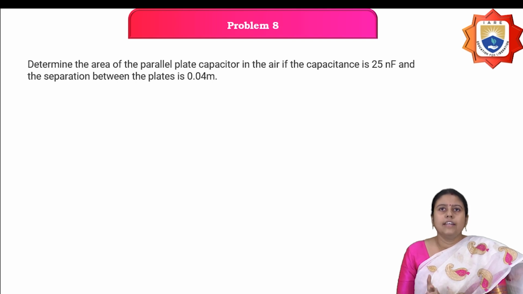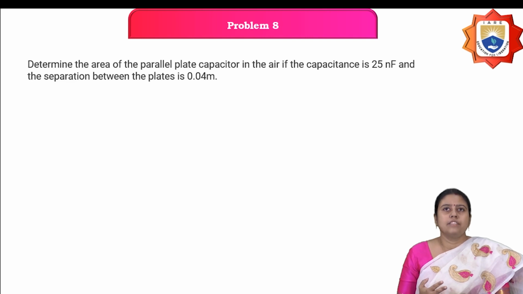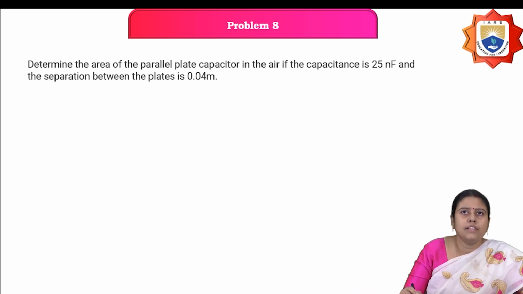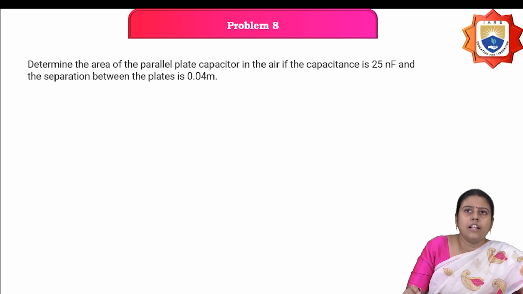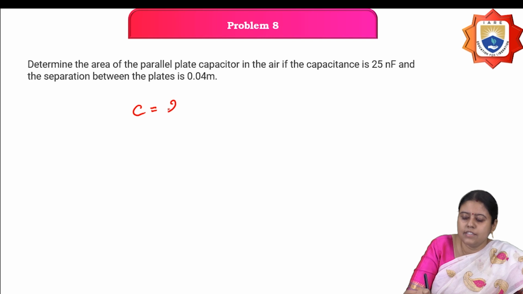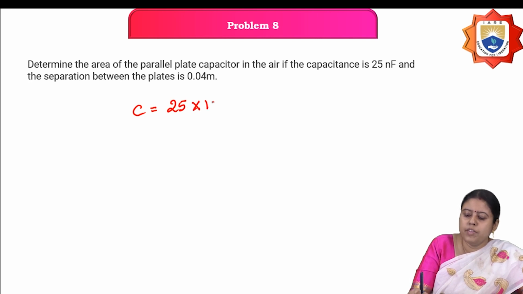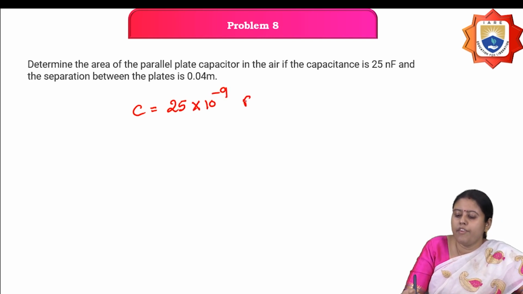Question number 8. Determine the area of a parallel plate capacitor in the air if the capacitance is 25 nanofarad and the separation between the parallel plates is 0.4 m. So this is also a very, very easy question, that determine the area of a parallel plate capacitor in the air if the capacitance is 25 nanofarad. So capacitance is 25 nano. Nano means 10 to the power minus 9 farad.